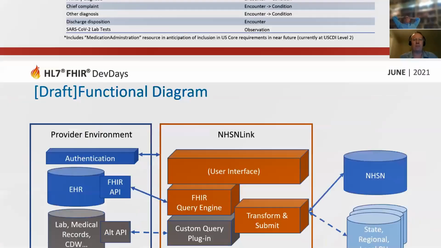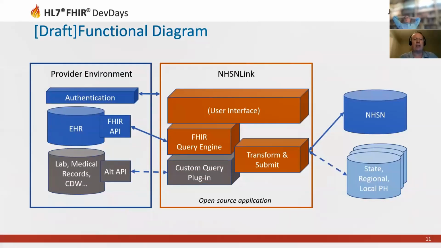Next slide. So Dan mentioned the NHSNLink application, and I want to give a brief description of this. This is meant to be an open source reference implementation for this medication administration use case and potentially other use cases through NHSN. The idea is we would begin with an expected provider environment, which would have an EHR with a FHIR API and OAuth server for authentication, and potentially other systems as well, labs, medical records, clinical data warehouses, where they might have alternate, proprietary APIs to access them.